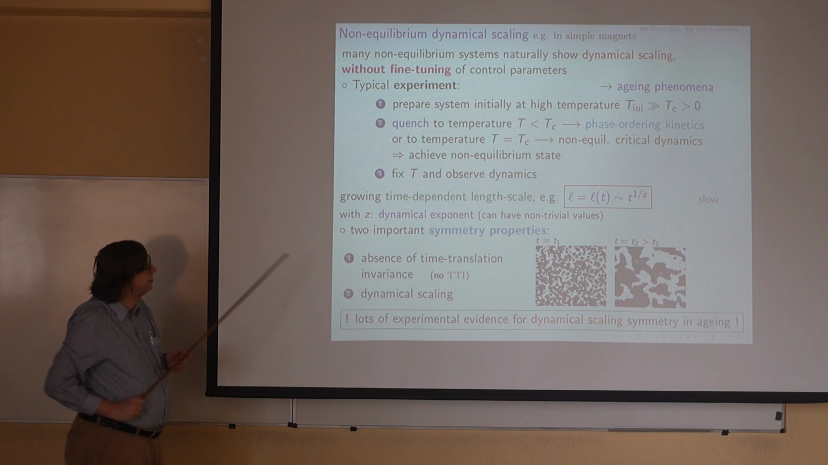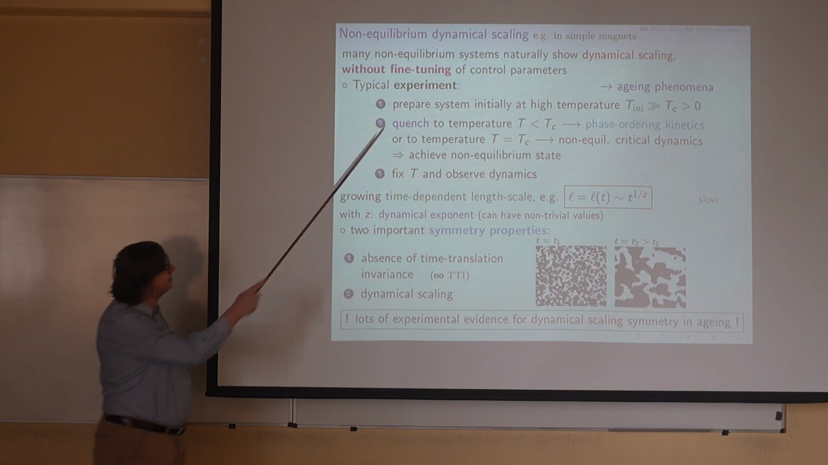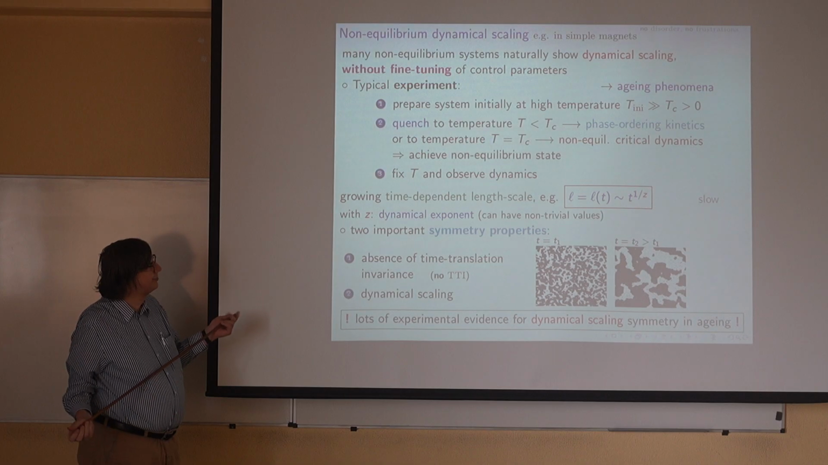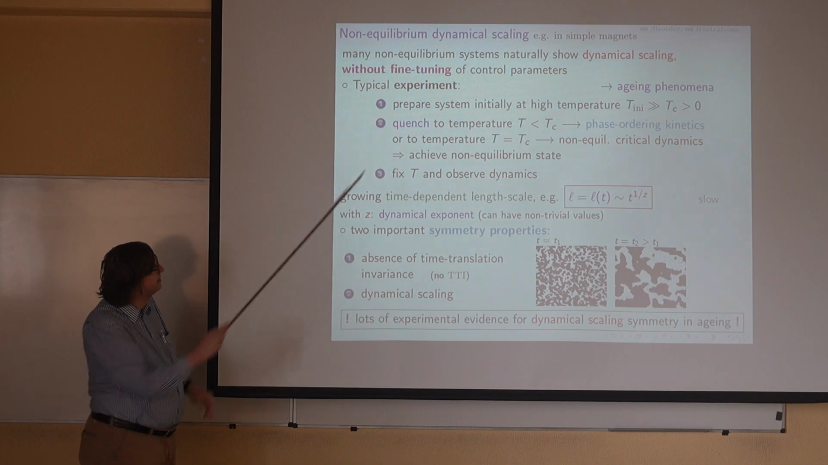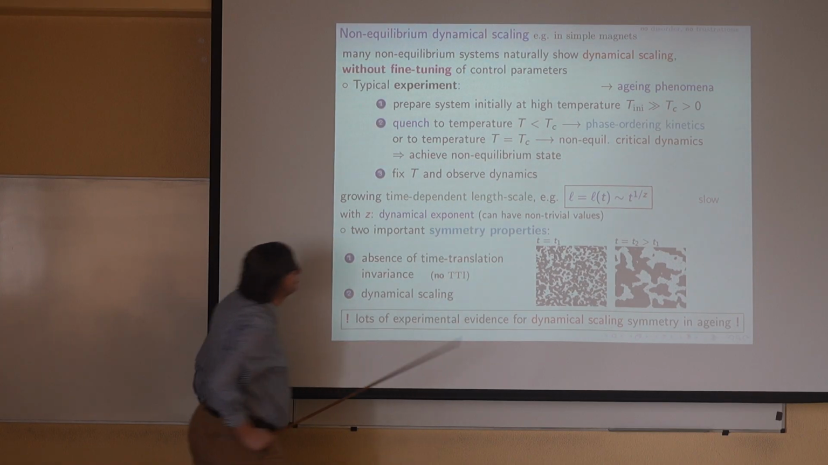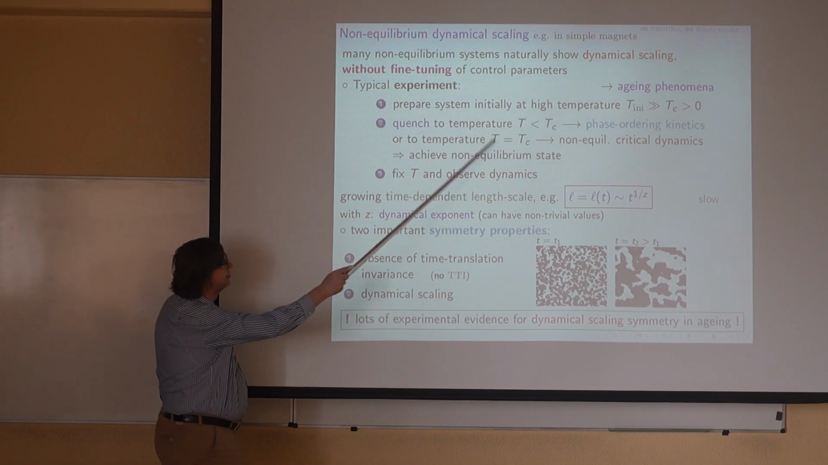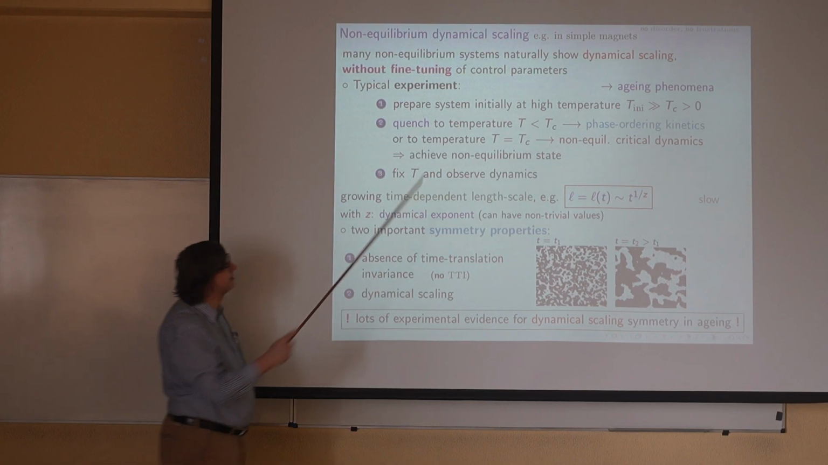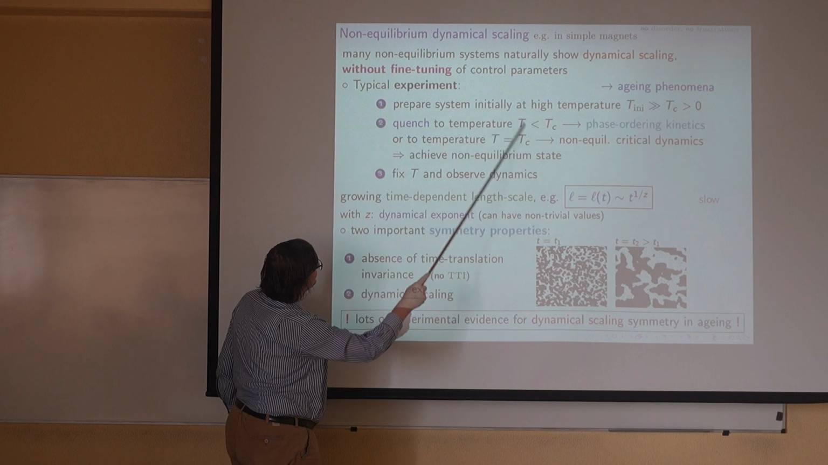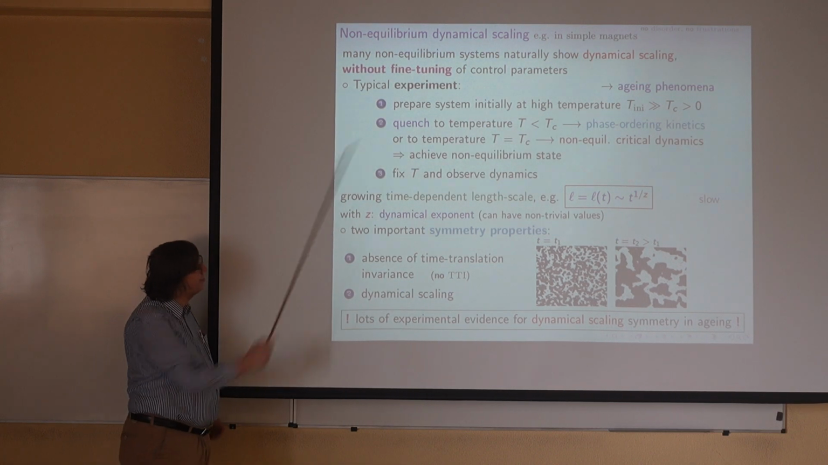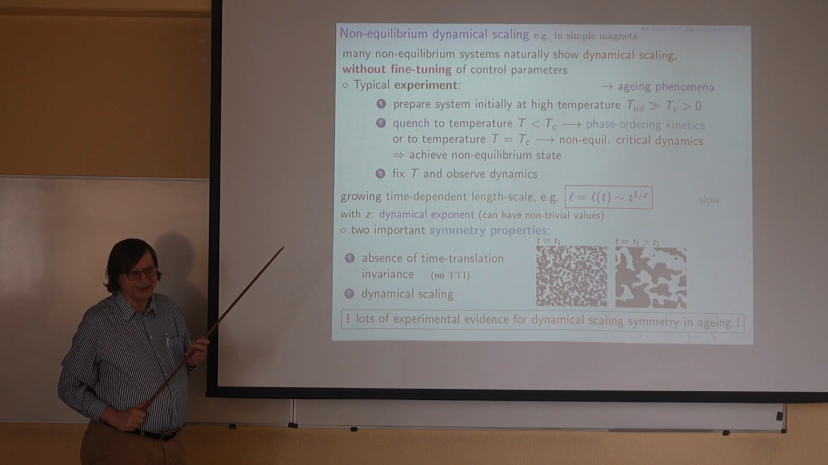Rather, you do the following kind of experiment. You prepare your system, for example, in some high temperature initial state, disordered. Then you quench it either to a low temperature, then you have phase ordering kinetics, or through the equilibrium critical point and you have non-equilibrium critical dynamics. And since in principle it can be any low temperature, there's no fine-tuning necessary. This way you achieve a non-equilibrium state.